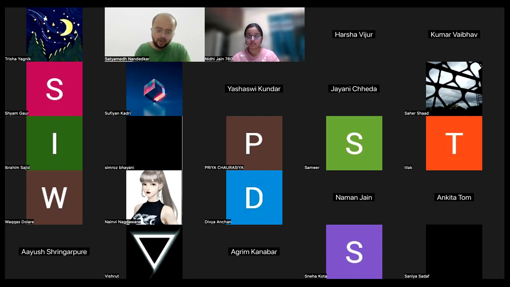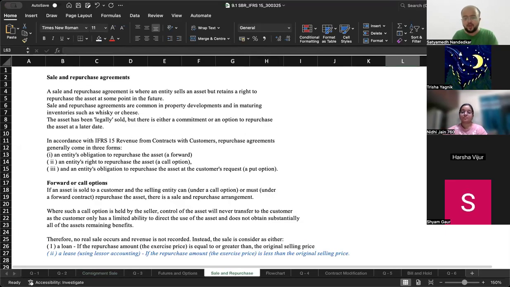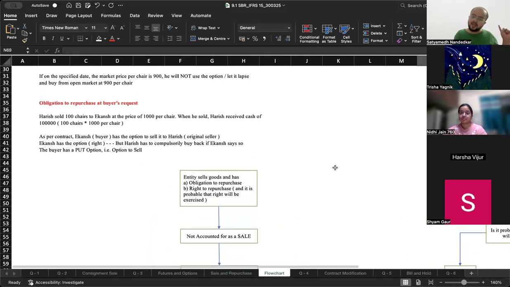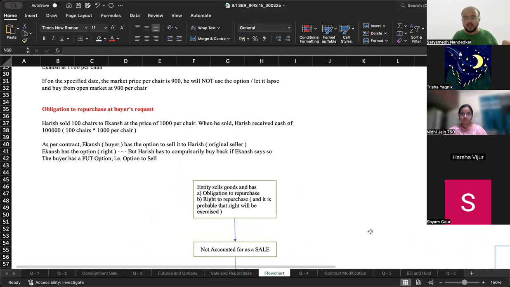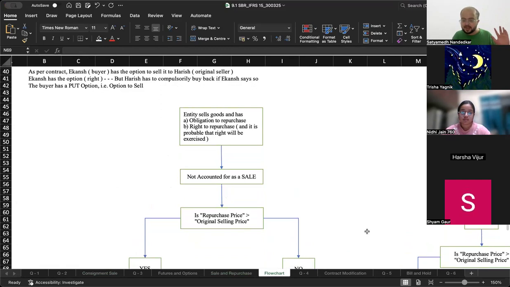Now, one very important aspect in IFRS 15 is the sale and repurchase wala part. Naturally, we don't have time to go through all of sale and repurchase, but back in the day, we had made a flowchart, something that I was very happy with to begin with. तो ये flowchart हम अभी quickly revise करते हैं. It will take care of the sale and repurchase वाला part. ठीक है. Entity sells goods and has the obligation to repurchase or right to repurchase, and it is probable that the right will be exercised. ठीक है.